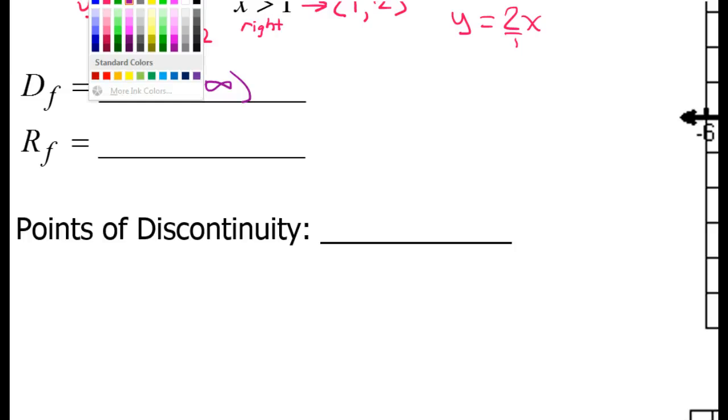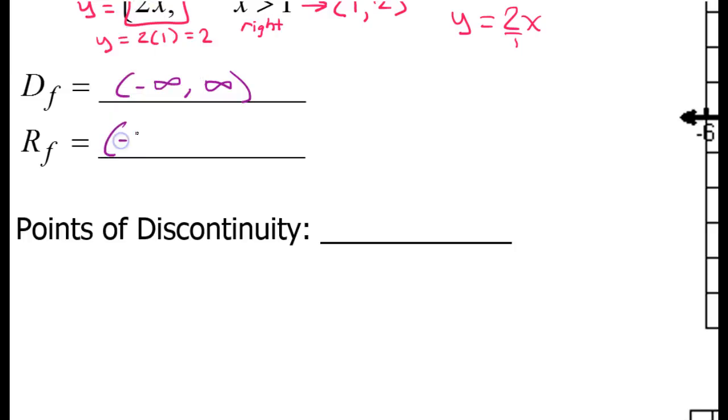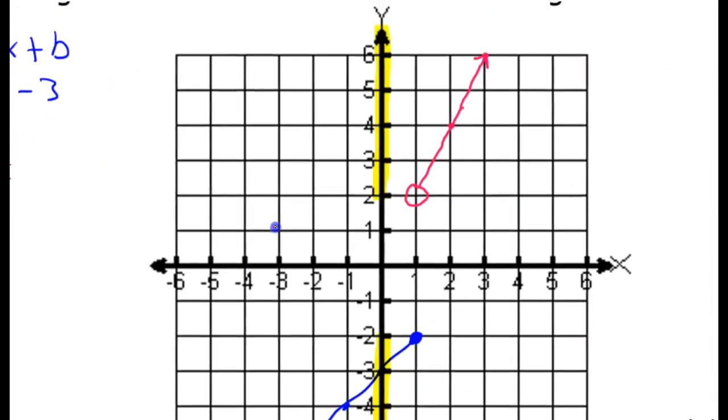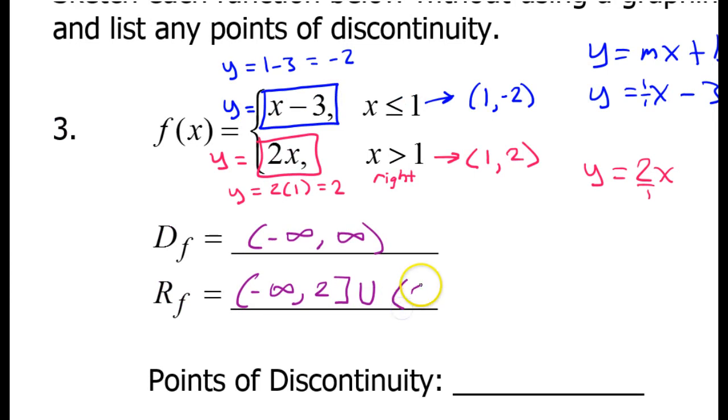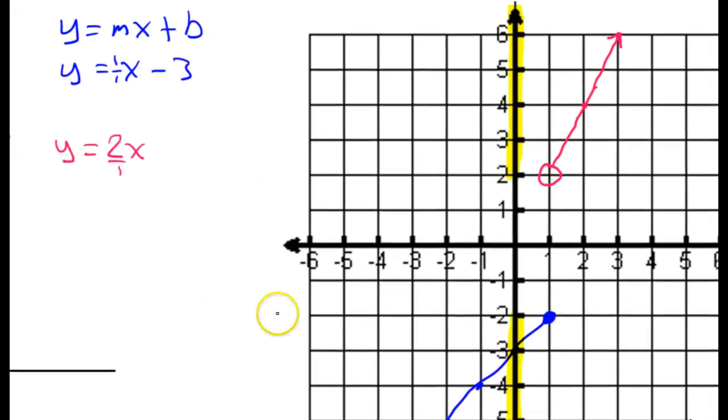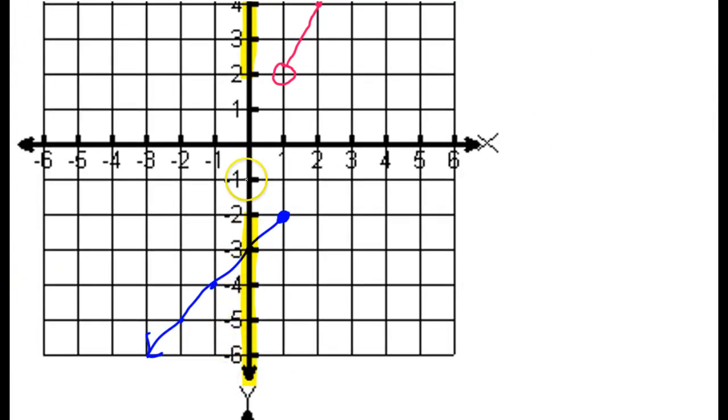Okay, so for the range, we will say negative infinity to 2, bracket. And when there are more than one portion to the domain or the range, we will use the union symbol. The second part of the range goes from 2 to infinity. We'll use parentheses this time because this point is not included. So union 2 to infinity. The order is important. You always want to do the range from least to greatest. So from bottom to top.